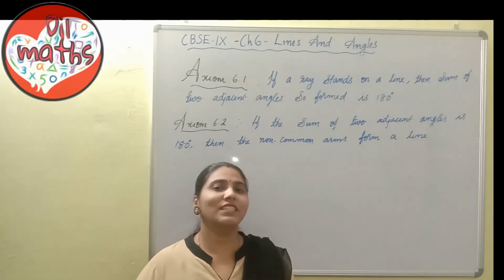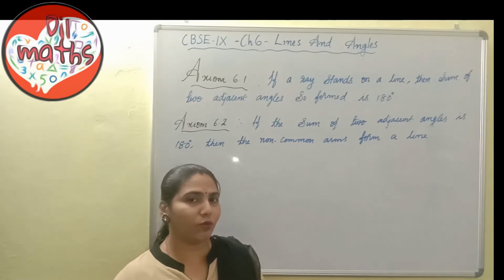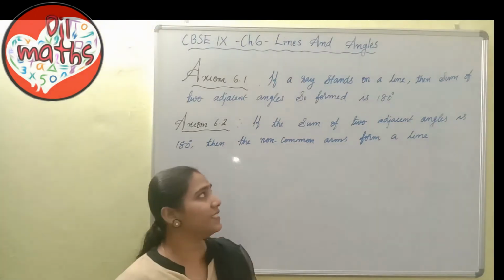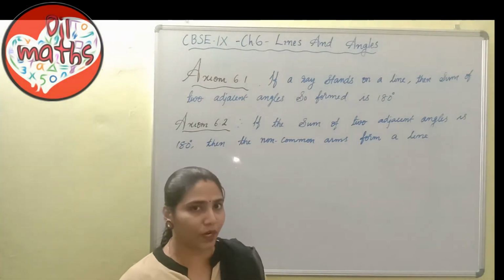Welcome back dear students. Today in this video we are going to discuss two axioms, axiom 6.1 and 6.2. Okay, so what is the first axiom? If a ray stands on a line, then the sum of two adjacent angles so formed is 180 degrees.